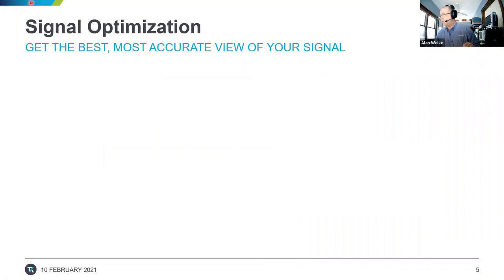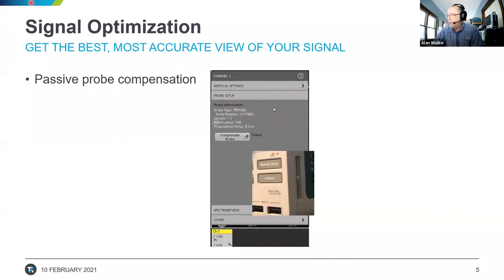Let's take a look at optimizing the signal to get the most accurate view of your signal. One thing I always mention, because it's something that everybody forgets about, is passive probe compensation. In the old days, we had the probes with the little compensation adjustment. You connect up to the compensation signal on the scope, and you adjust that. The probes that we have now can essentially compensate themselves, but you've got to initiate it.